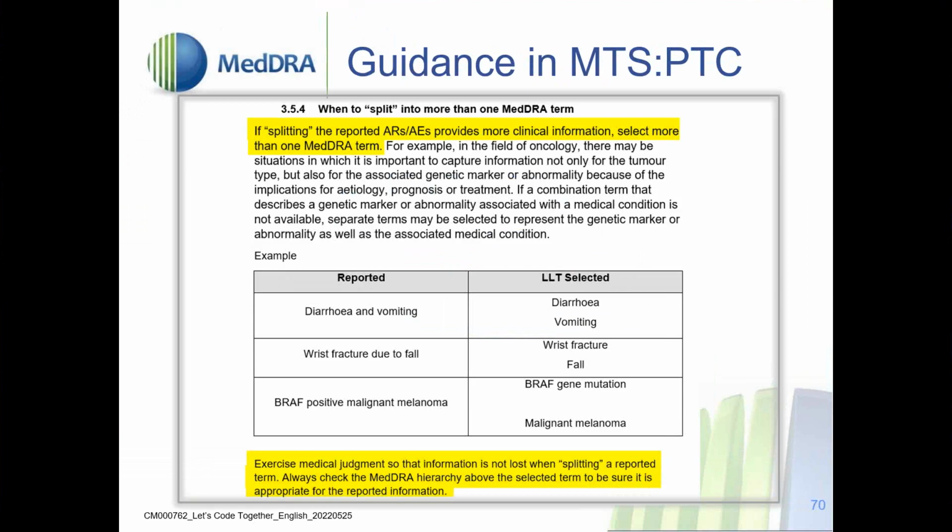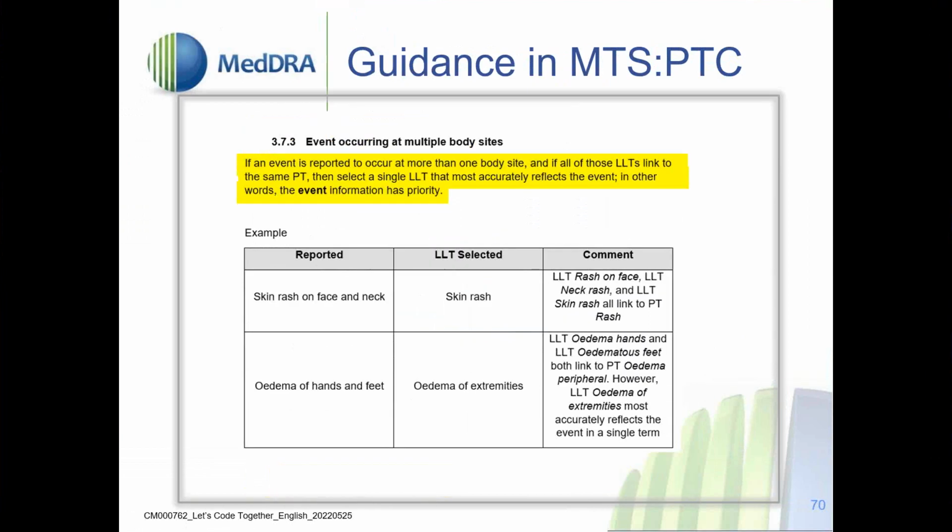The MedDRA term selection points to consider document provides some guidance in this respect. We are told that if splitting the reported adverse reactions or adverse events provides more information, we should select more than one MedDRA term. But we should always exercise medical judgment so that the information, first of all, is not lost when splitting as reported, and we should always check the MedDRA hierarchy above the selected term to be sure it is appropriate for the reported information.